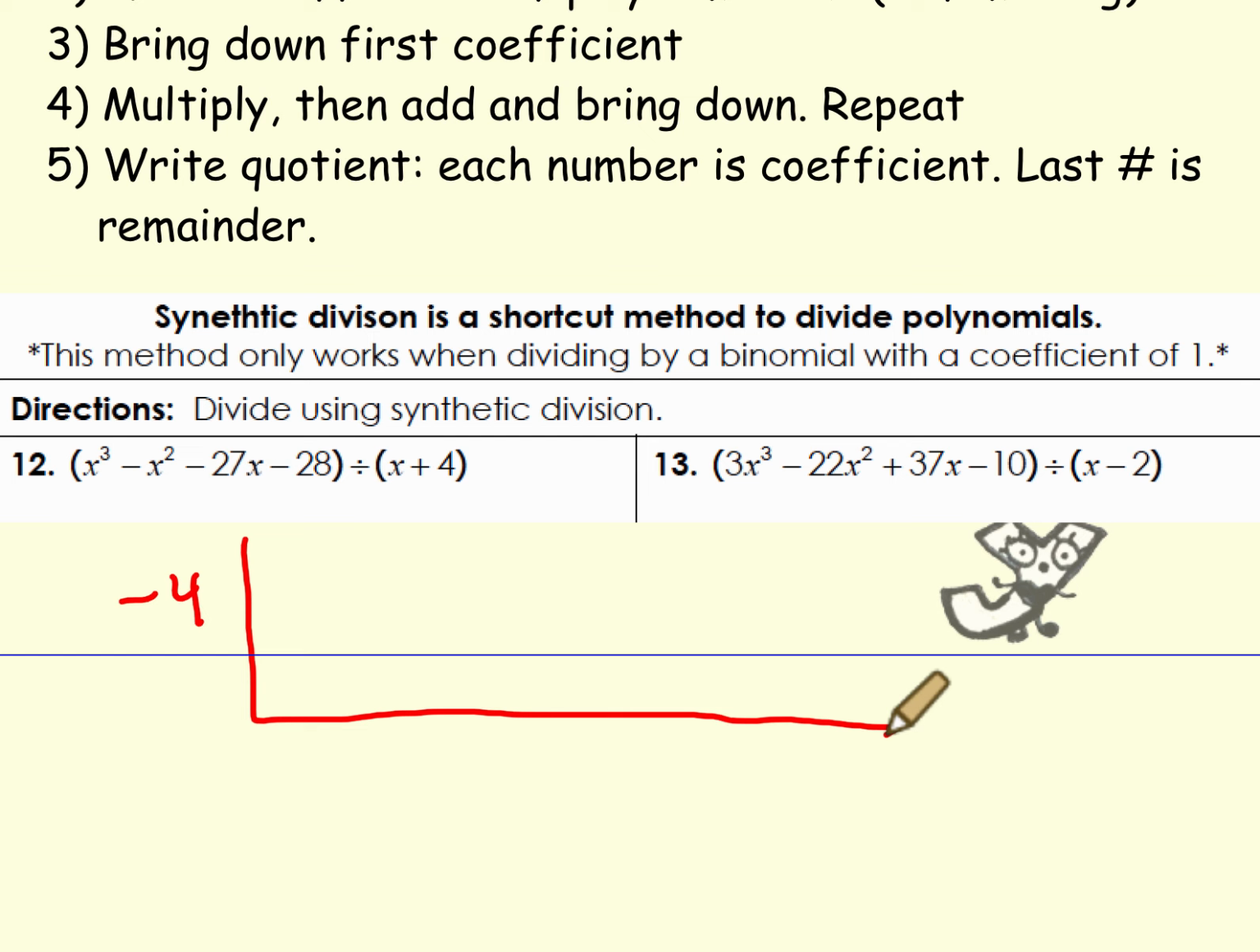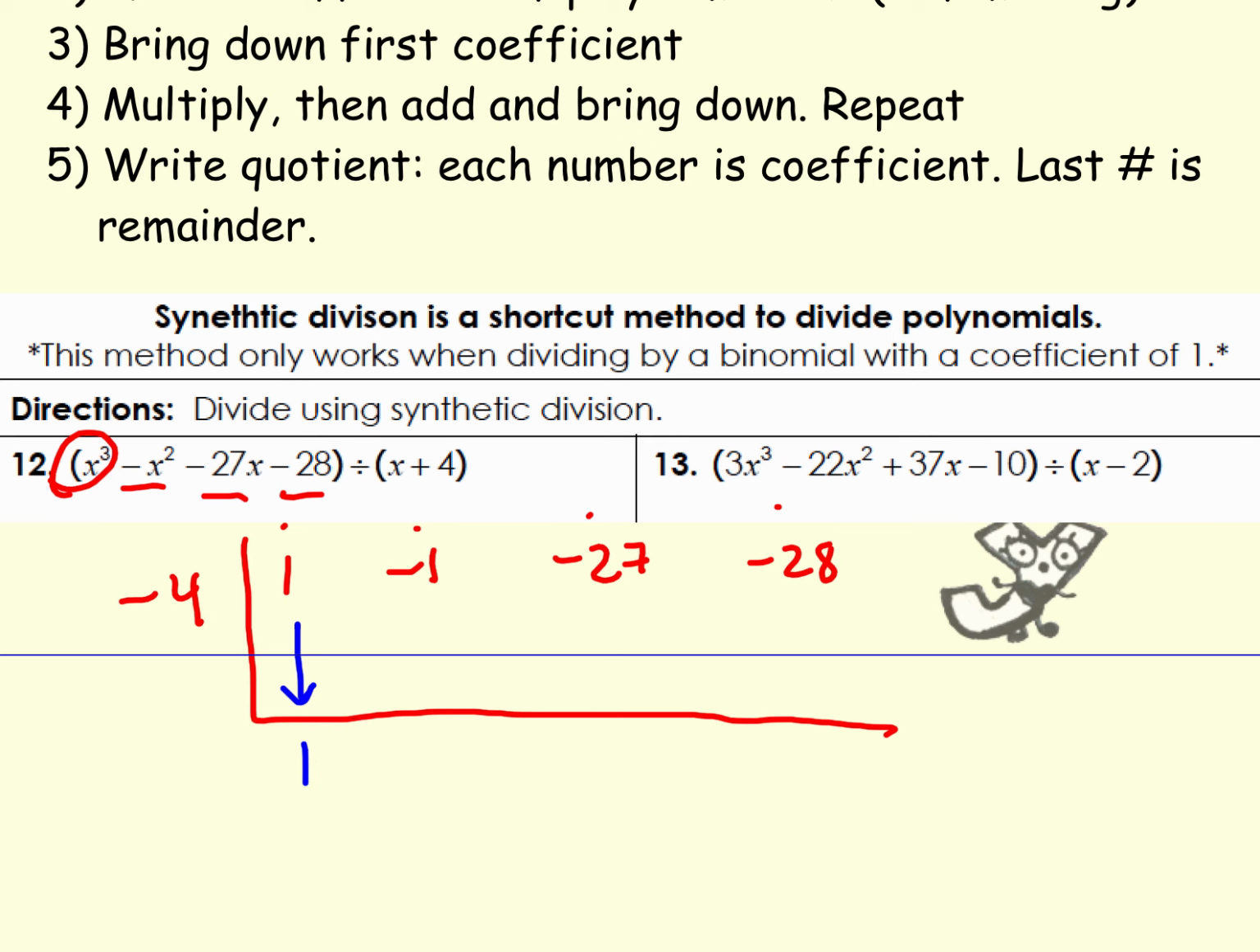The first row of numbers is my coefficients. So the coefficient of x cubed is a positive 1. The coefficient of x squared is negative 1. The coefficient of x to the 1st is negative 27. And the coefficient of x to the 0 is negative 28. So I have power of 3, power of 2, power of 1, power of 0. Okay, so the first thing it says to do is you bring down the first coefficient, 1.